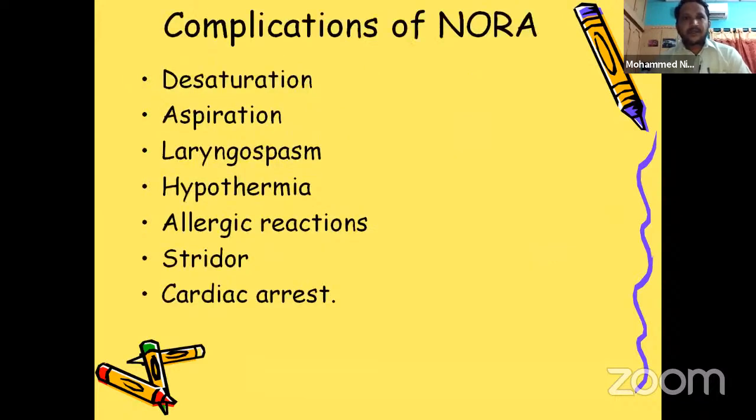Now coming to the complications of non-operating room anesthesia. Usually the complications are desaturation, aspiration, laryngospasm, and hypothermia. As Prajwal told, hypothermia is quite common in the operating room as well, but more common in non-operating room settings, because we tend to forget, or the patient is not adequately covered, or because of the air conditioning there are more chances of hypothermia. Then allergic reactions, stridor, and cardiac arrest can also occur.